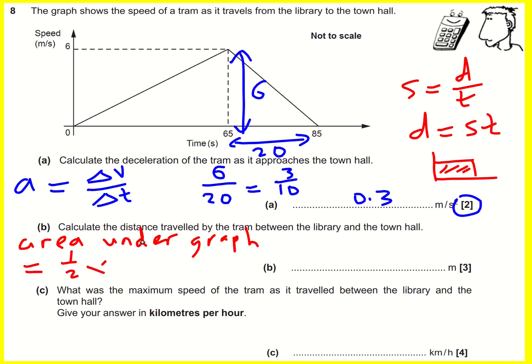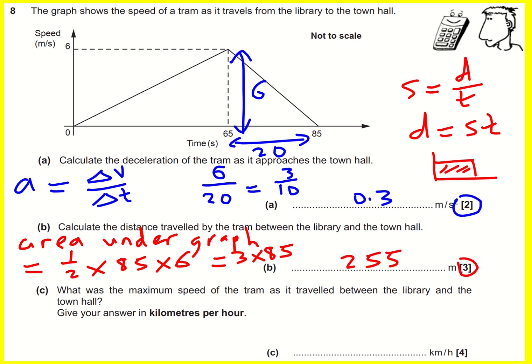It's going to be a half times 85 times 6, which is going to be, I just feel like doing this without a calculator. Half of 6 is 3, so it's going to be 3 lots of 85. 3 lots of 80 are 240. 3 lots of 5 are 15. It's going to be 255 meters.